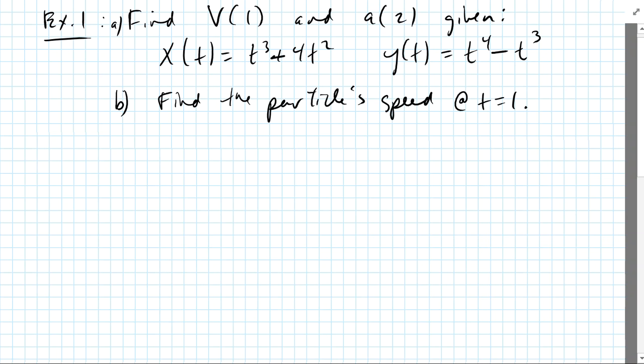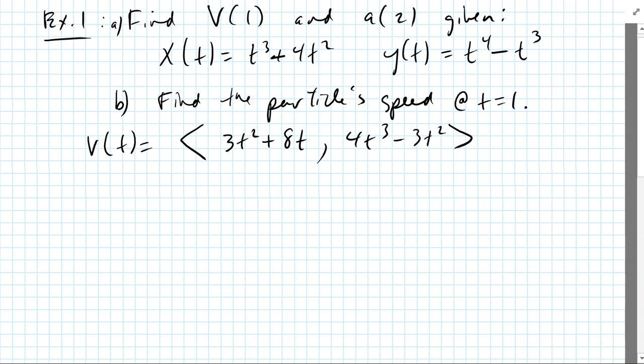Okay, they gave me position. Can I easily find the velocity? The equation describing the velocity is going to be the derivative of the x component, which is 3t squared plus 8t. And what's the y component? 4t cubed minus 3t squared. That was easy.